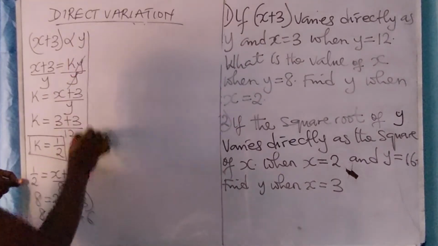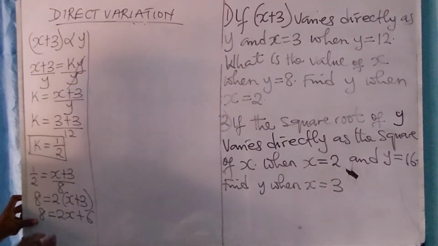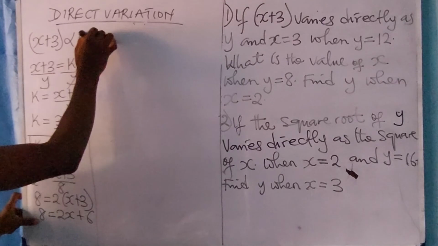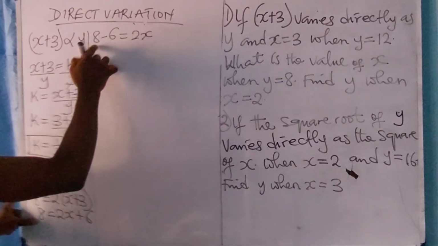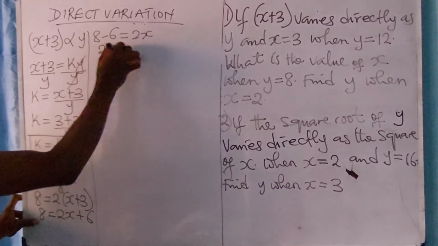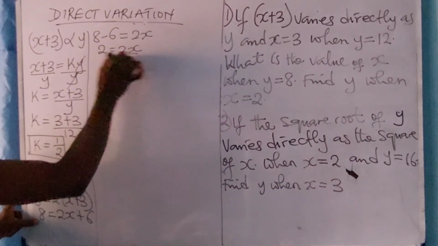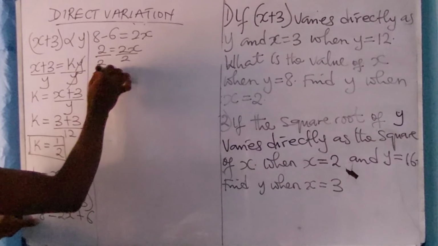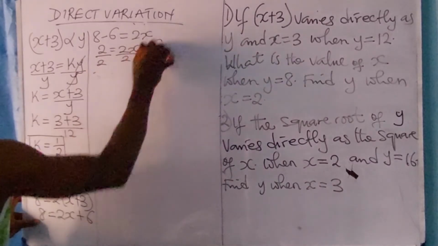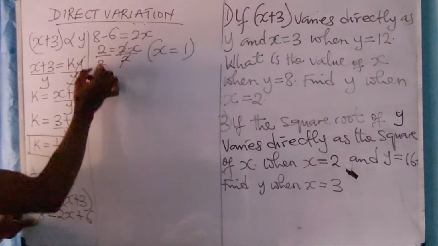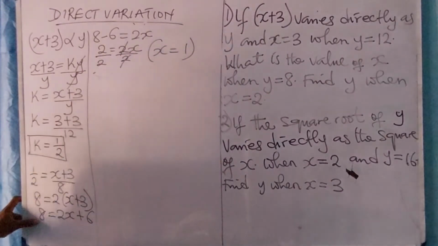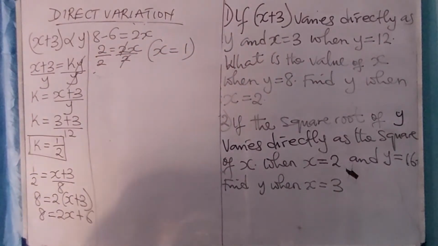Then after that, we have to collect like terms. It becomes 8 minus 6 equals 2x. 8 minus 6 is 2, so 2 equals 2x. Divide both sides by 2. You have that x equals 1, because 2 into 2 is 1.